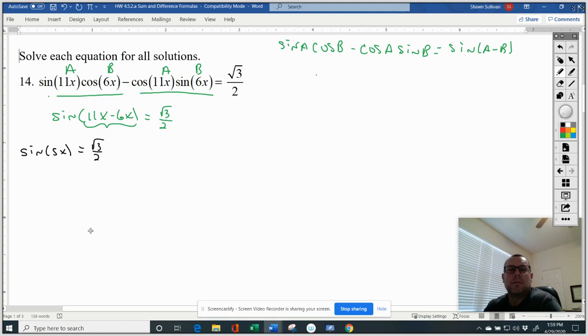So the catch is we could use inverses and do all these things and solve this, but we need to figure out on the unit circle where sine is equal to square root of 3 over 2. And so what happens is we end up with 5x is equal to, we go to our unit circle and we're looking for the square root of 3 over 2 for our sine values. And so we end up with pi over 3 and 2 pi over 3.